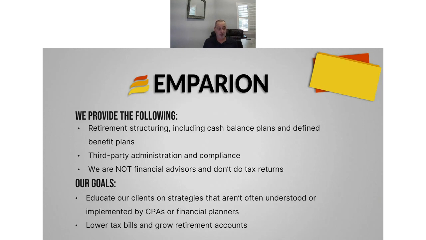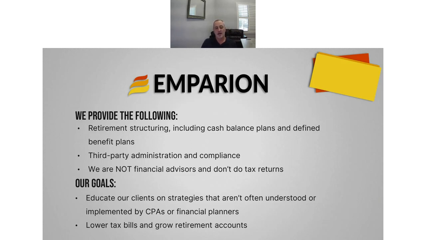We're involved in third-party administration and compliance, obviously, so we are a TPA with these plans, but being that we're kind of born of a tax firm, we have a little bit more of a tax focus. We're not financial advisors and don't do tax returns, but obviously our goal is to make sure we educate the clients on some of the strategies that we use that aren't really understood or implemented by a lot of CPAs.